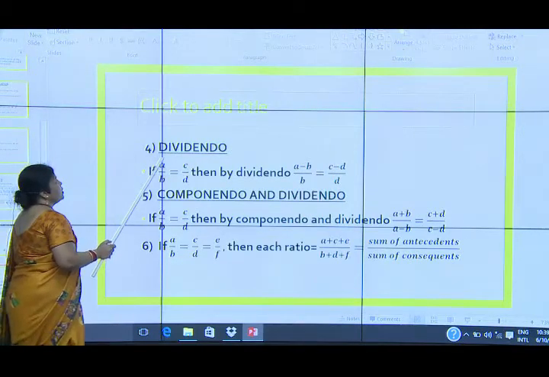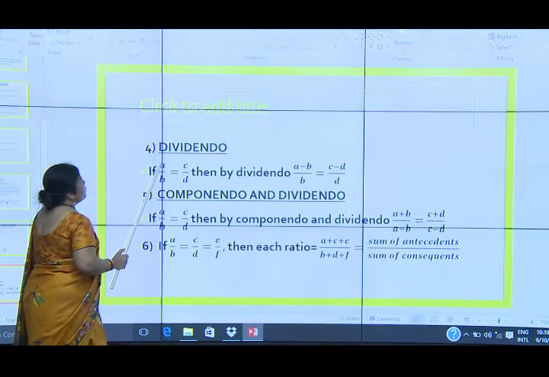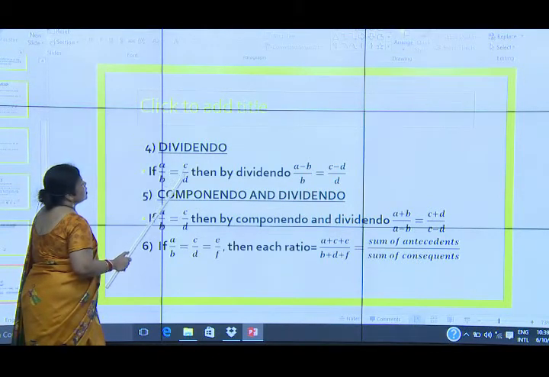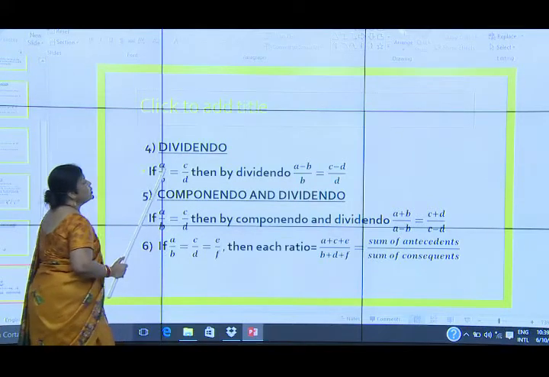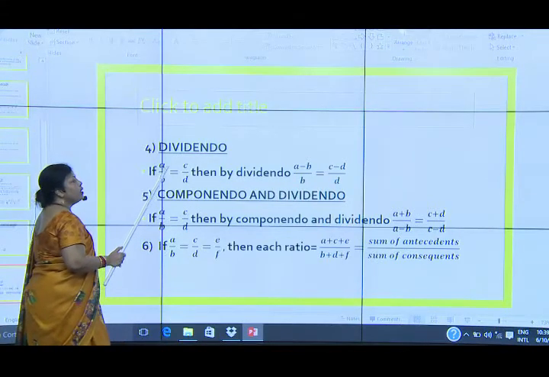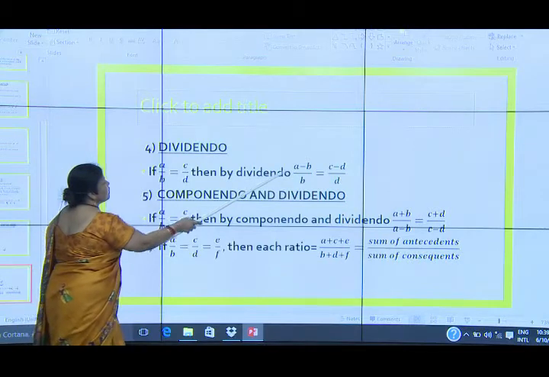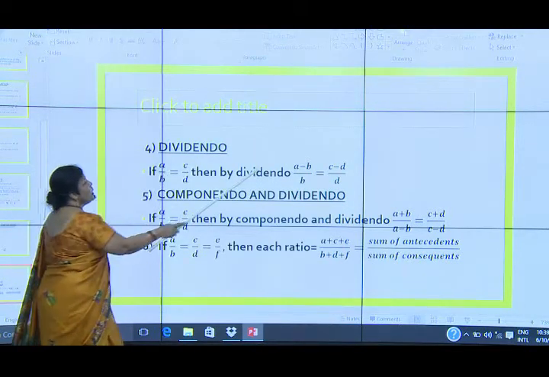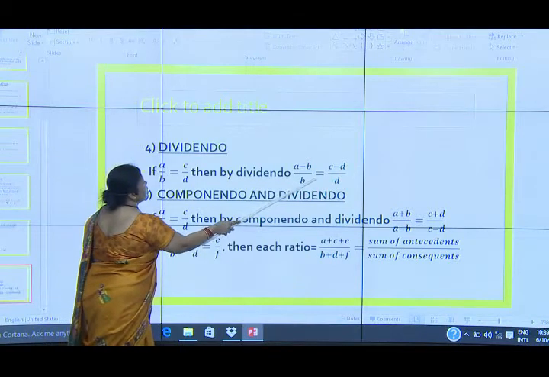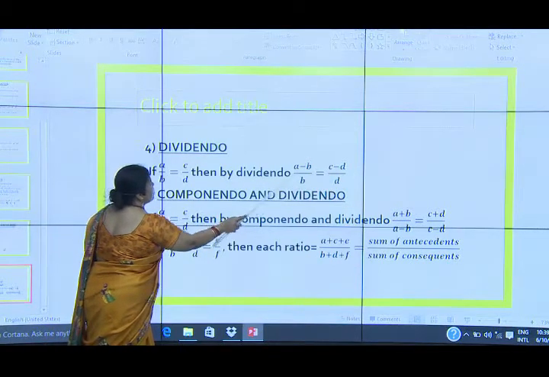Then the next property is dividendo. If A by B is equal to C by D, then by dividendo. Now children, in componendo what we were doing? We were adding the denominator. In case of dividendo, what we are doing? We are subtracting the denominator. So A minus B upon B is equal to C minus D upon D.